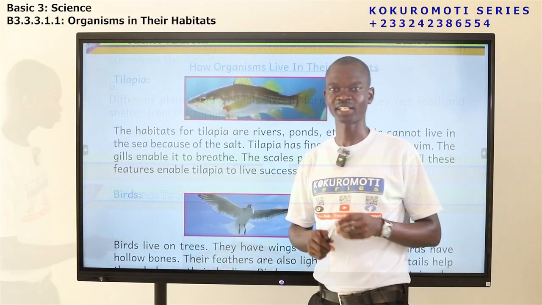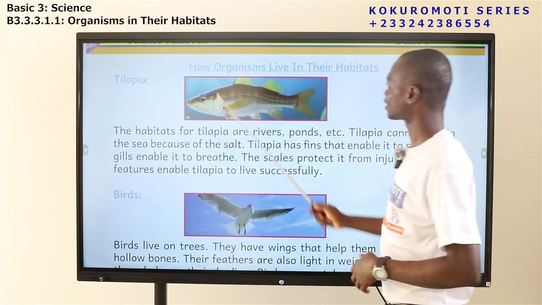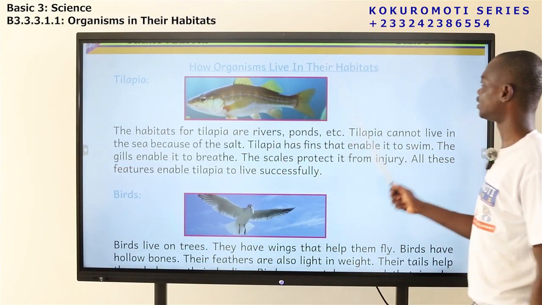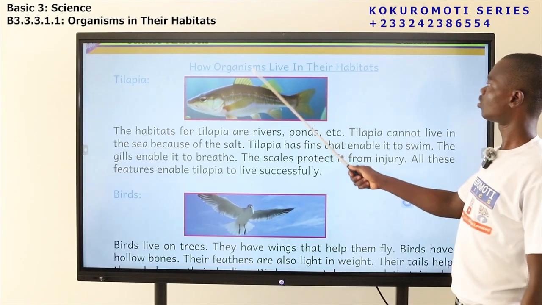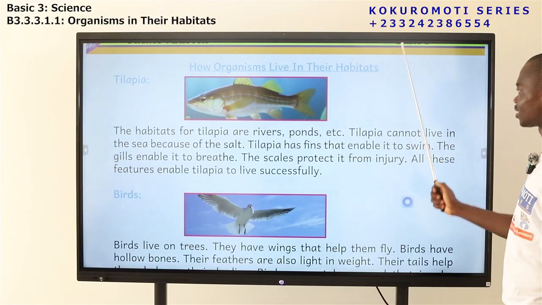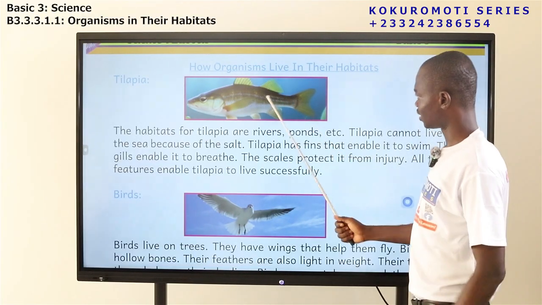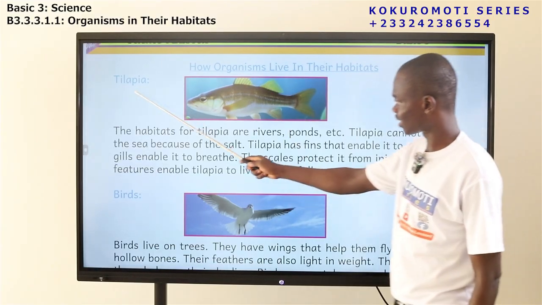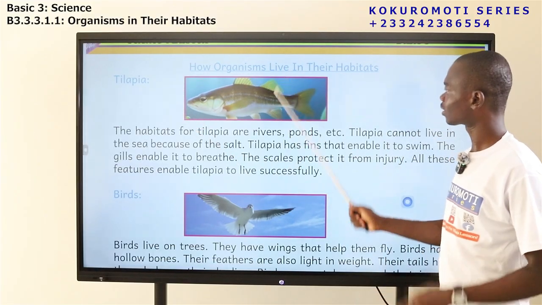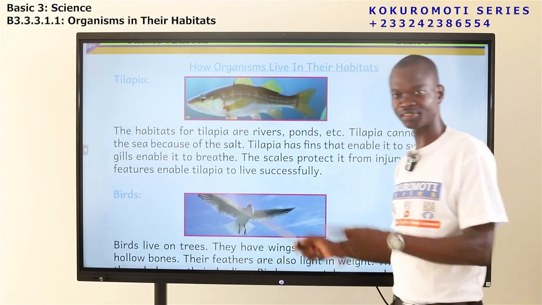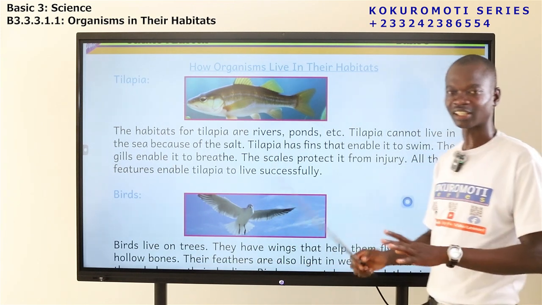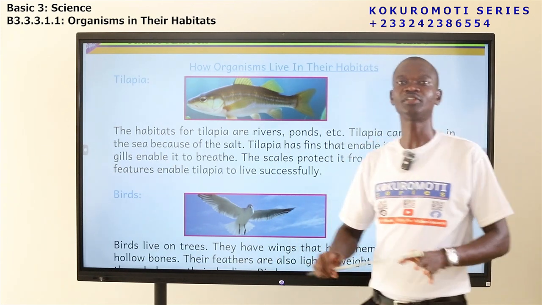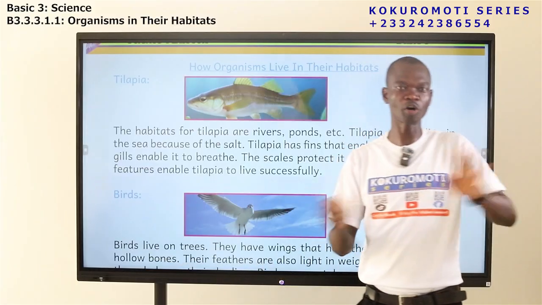Very good. Okay, so let's continue. We are looking at how organisms live in their habitat. So if you look at this, this is a fish. The name is what? Tilapia. Tilapia is a fish. It lives in a place, and it's able to live in some places, not all places.